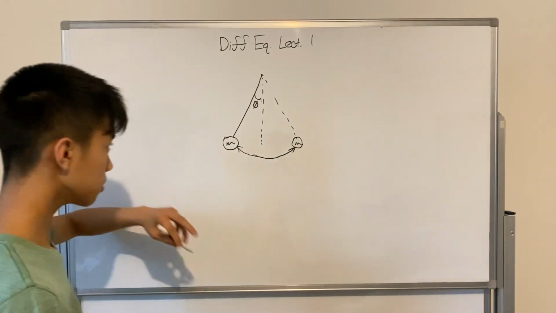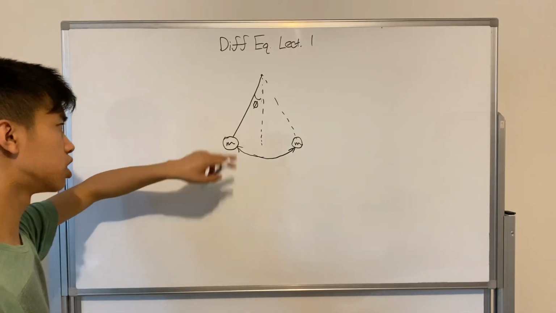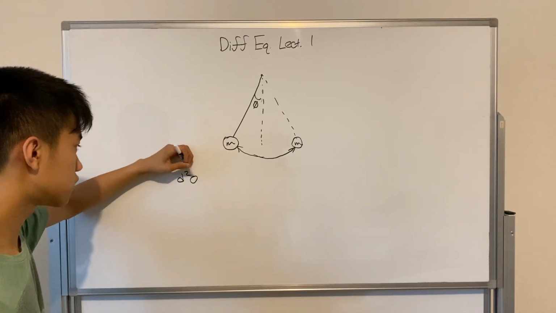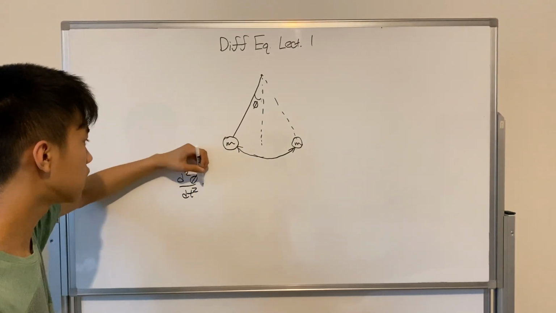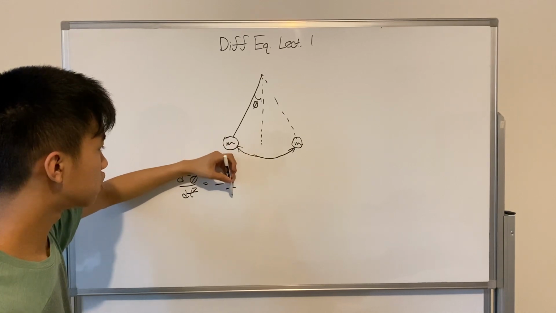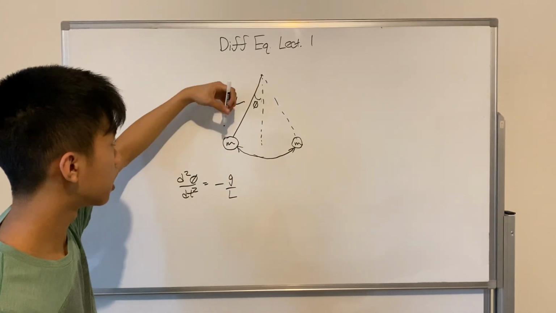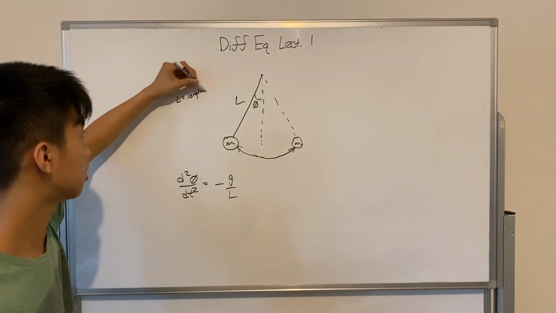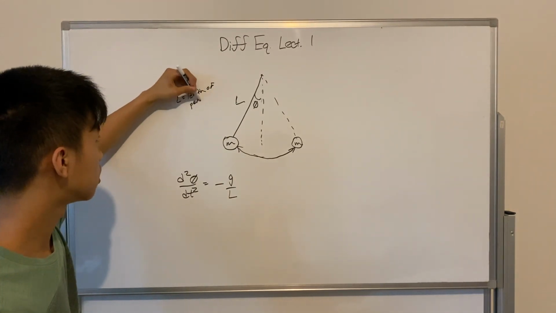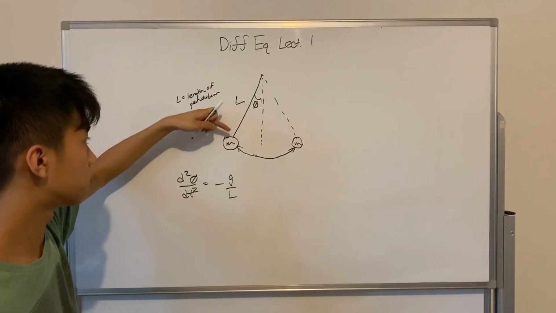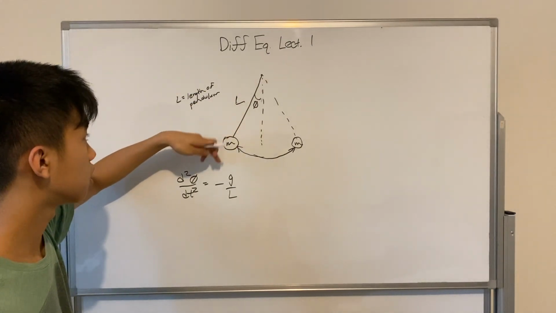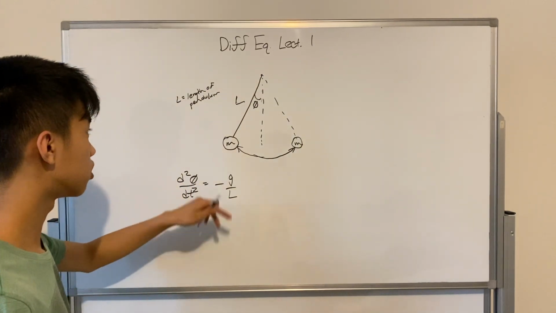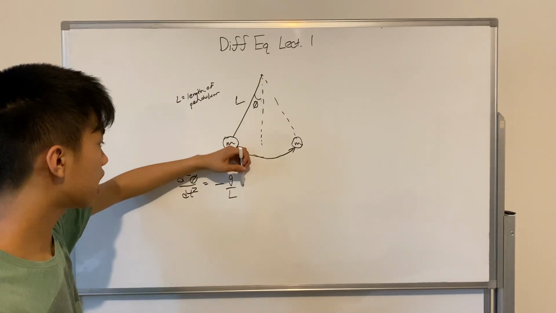So the motion of this can be modeled through this differential equation. The second derivative of theta with respect to t equals negative g over L, where L is the length of the pendulum. So if this is a string and this mass is dangling, the length of the string is L. So it equals negative g over L, g is the gravitational constant, times sine theta.